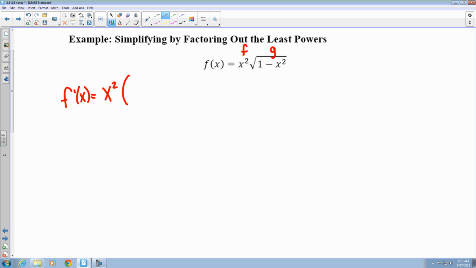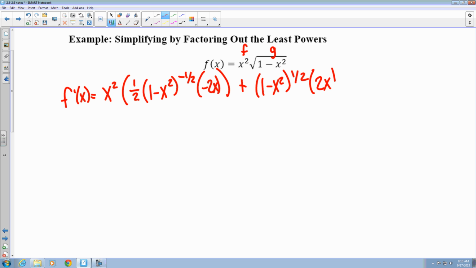You're going to multiply by the derivative of g, which is 1/2 times 1 minus x squared to the negative 1/2 times negative 2x, plus leave g alone, 1 minus x squared to the 1/2 times the derivative of f, which is 2x. Okay, let's see if we can combine everything. So we have negative 2x times 1/2 times x squared, which becomes negative x cubed times 1 minus x squared to the negative 1/2 plus 2x times 1 minus x squared to the 1/2.